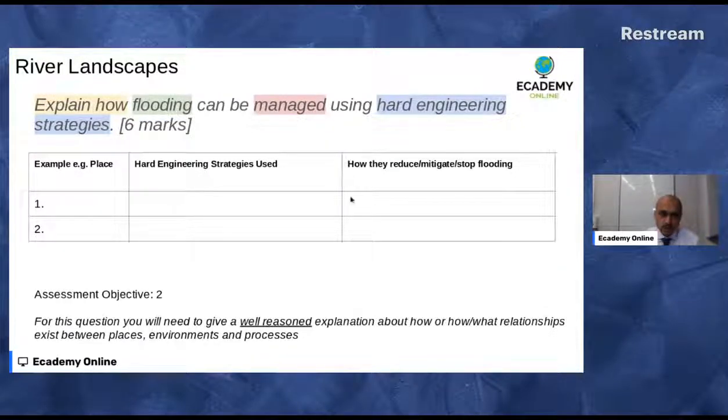So I'd break it down into these sections through 3 columns. I just write down an example, a place that you may have studied, a hard engineering strategy that's been used there, and how they reduce or mitigate or stop the flooding. Now, you don't have to have 2 places, you can just have 1 place, and you might have 3 hard engineering strategies that they've used. And then very briefly describe what they did to help reduce or stop the amount of flooding occurring in that area.